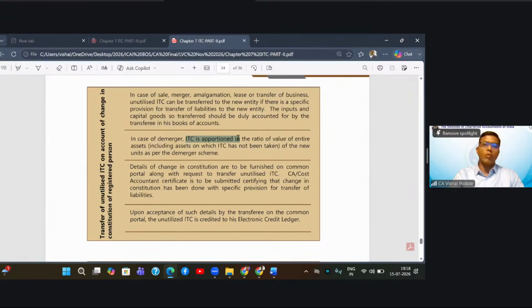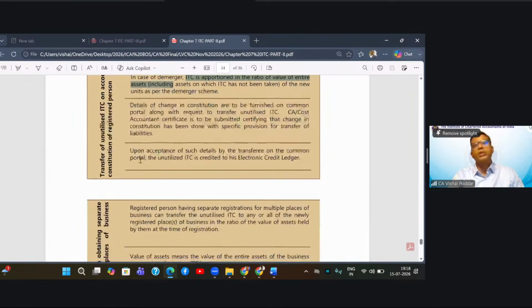Now, how will you divide the ITC? So you have one common ITC balance and now you are split into multiple smaller entities. So what you will do, you will take the ratio of the value of assets. So whatever assets you have transferred to your different units, make a total of the assets, and this total of the assets becomes the ratio in which you will divide the ITC balance to your new units.